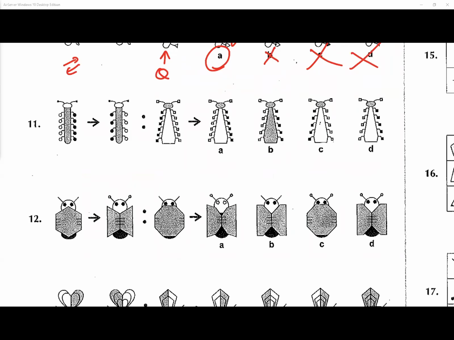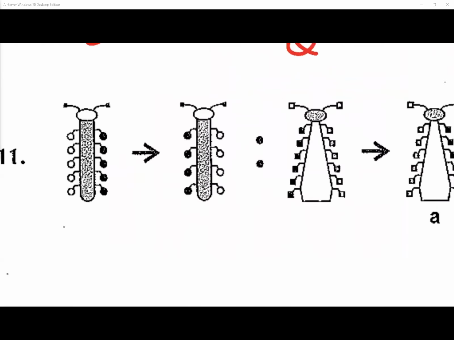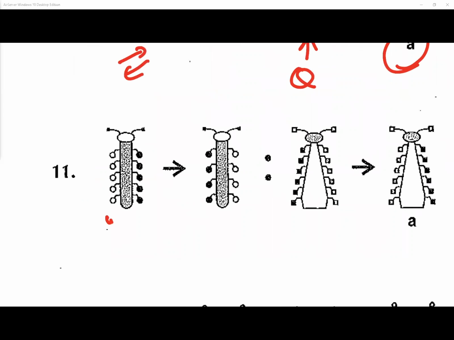Question number 11. Let's have a look at our original. So we have the white feet on this side, the black feet on that side, the black feet on this side now, and the white on that side. So 1, 2, 3, 4, 5. We had 5 white and 5 black. Here we've got 4 black and 4 white. So we've lost 1 foot in each side.